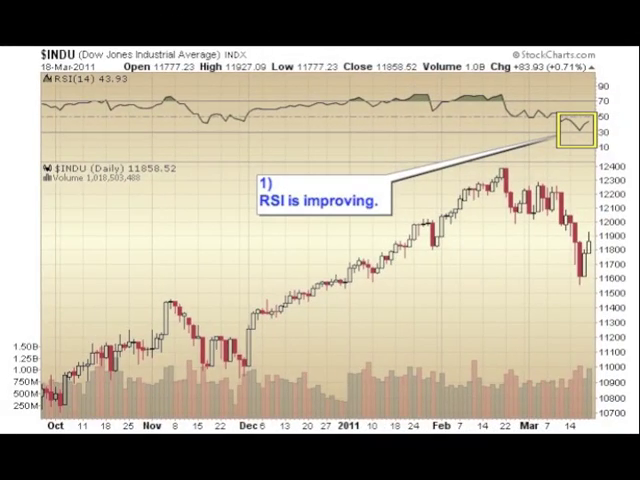And up top, the relative strength index shows us that it's also improving. We had a bounce there right around the 30 line, so we gave this chart a yellow mark.